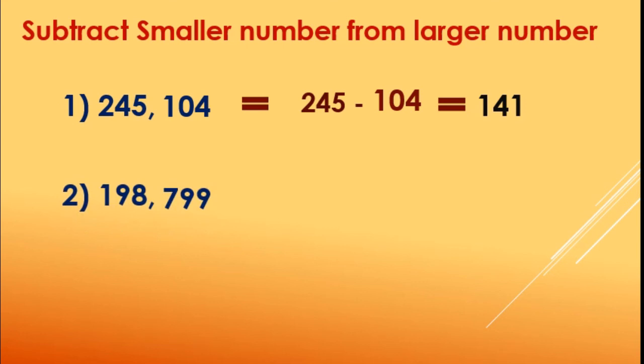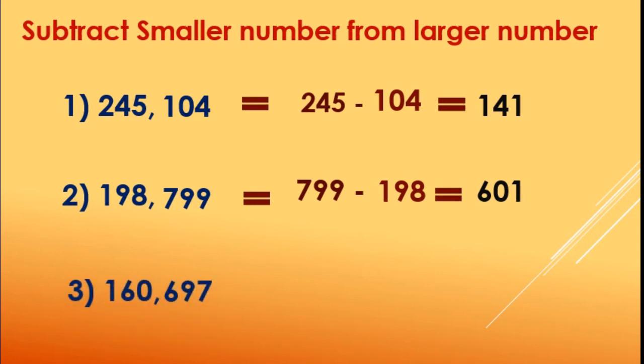We'll move to the second one. 198 and 799. Yes, first decide which is the larger number. You are right. 799 is the larger number and 198 is the smaller number. Correct? So we will write 799 minus 198. What is the answer? 601. Correct? 9 minus 8, 1. 9 minus 9, 0. 7 minus 1 is 6.